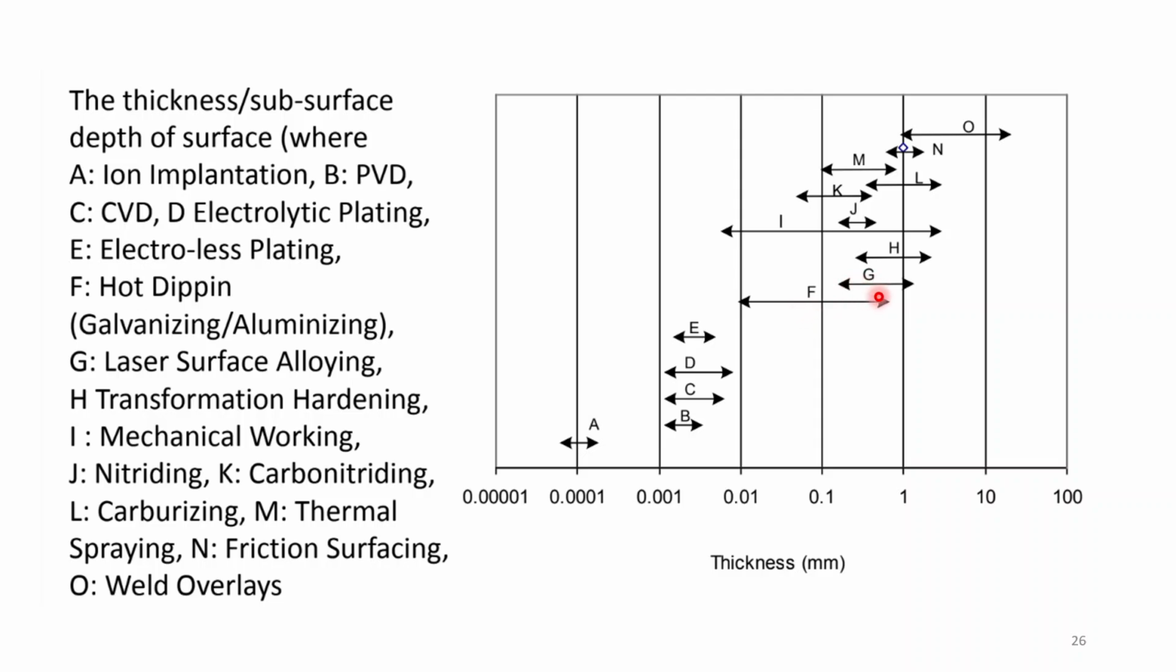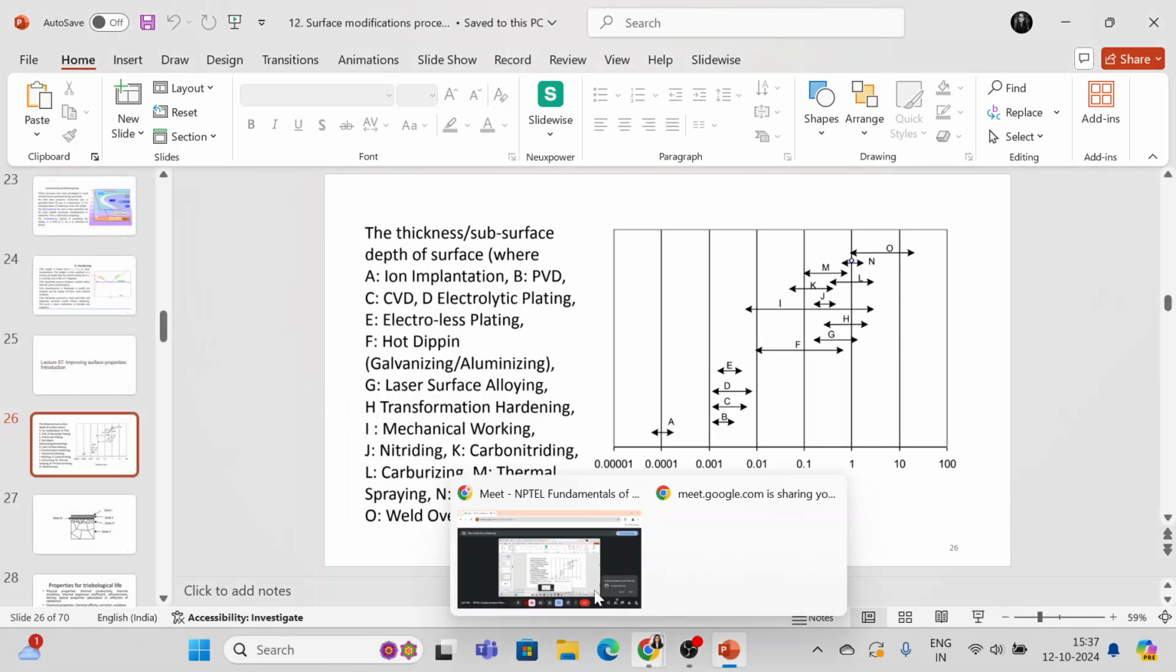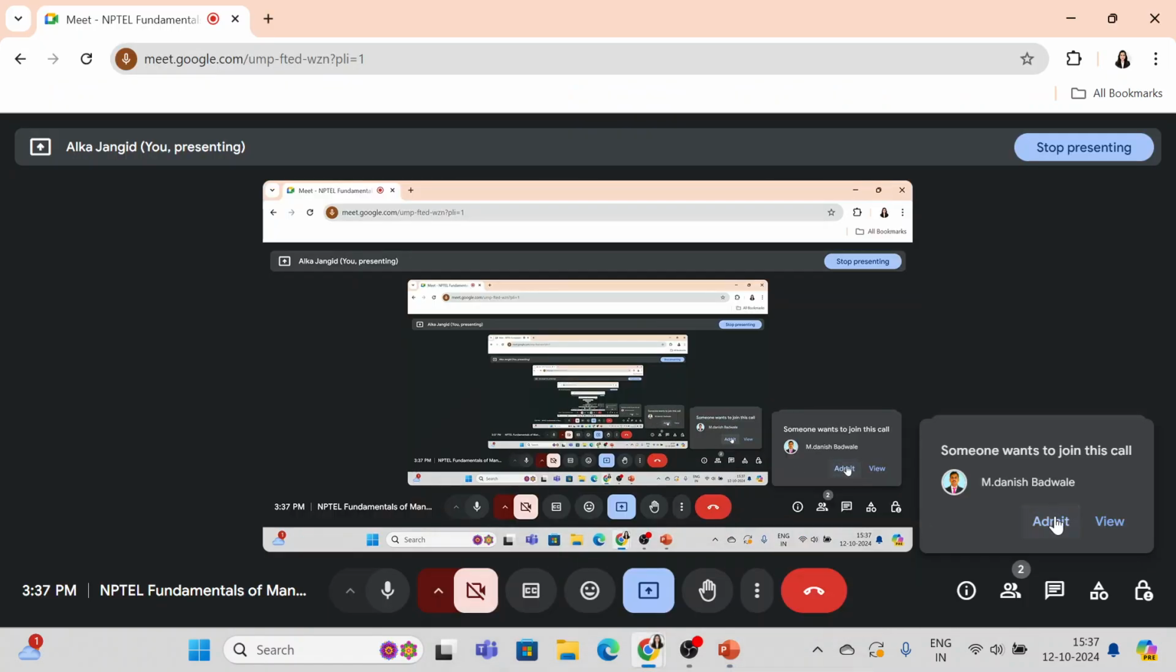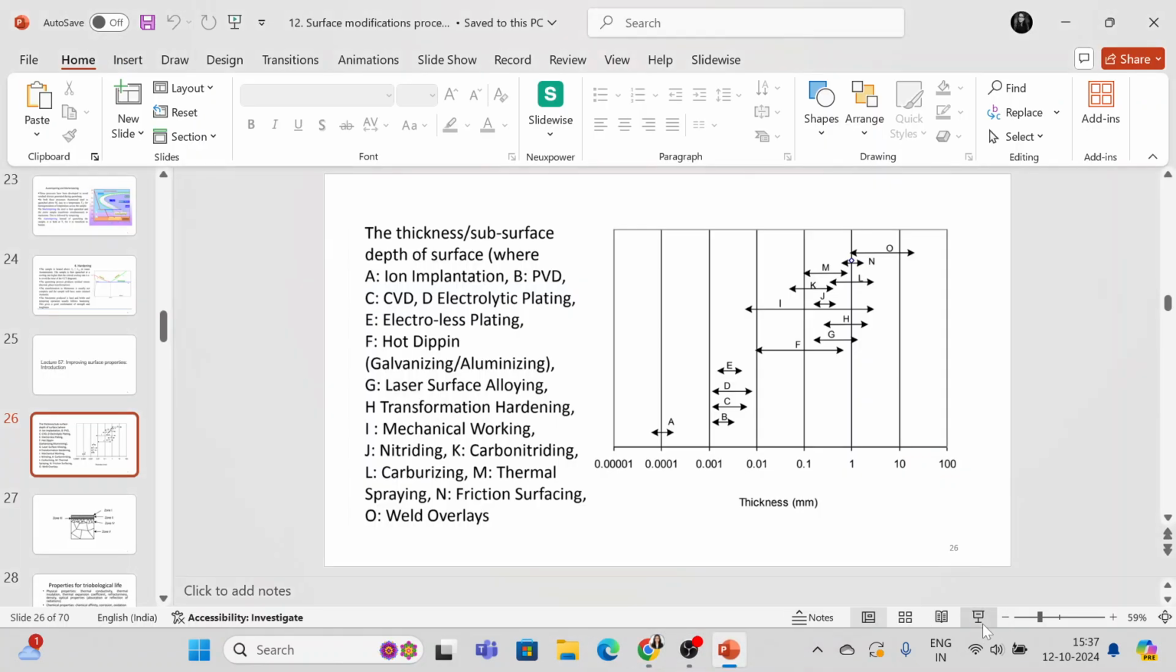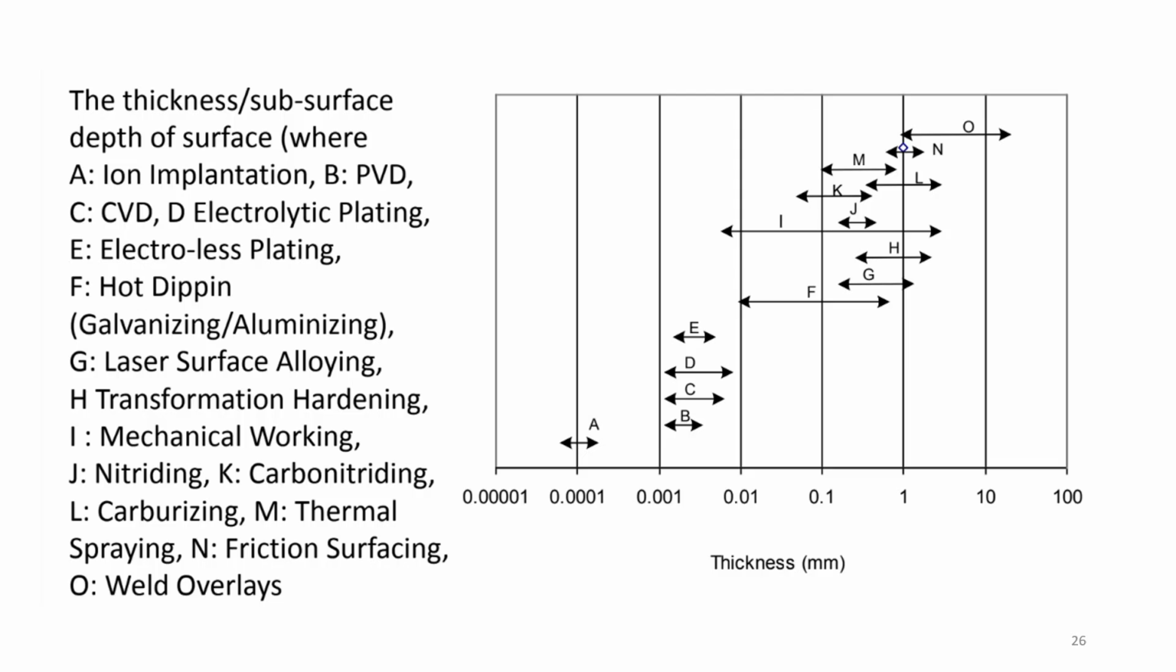Then we have laser surface alloying, then transformation hardening, then mechanical working, nitriding, carbonitriding, carburizing, thermal spraying, friction surfacing and weld overlays. These are various processes and the thickness keeps on increasing in this order.